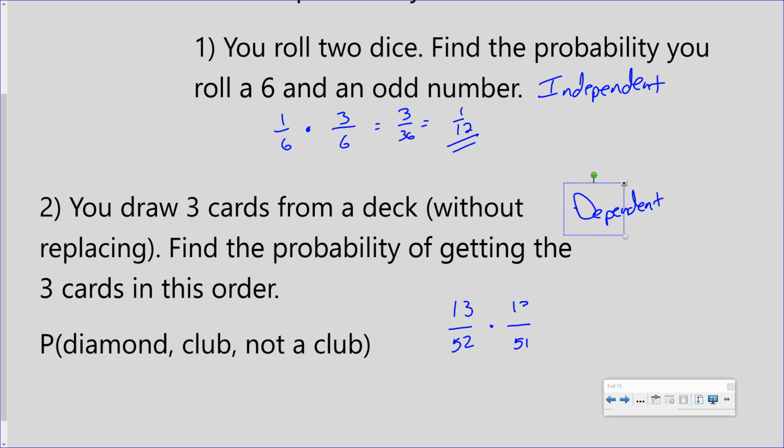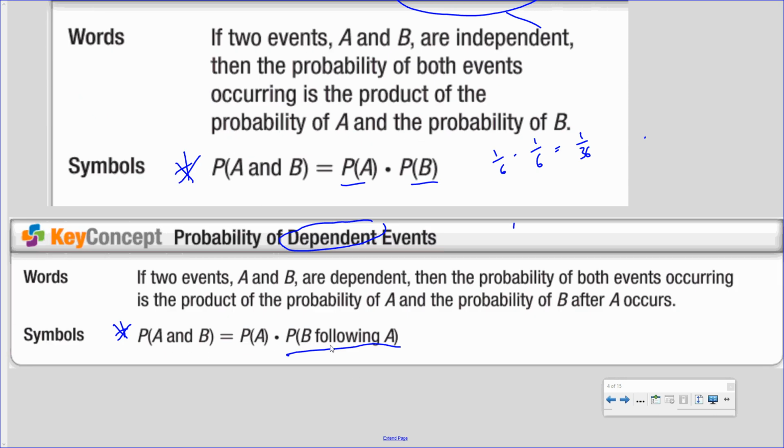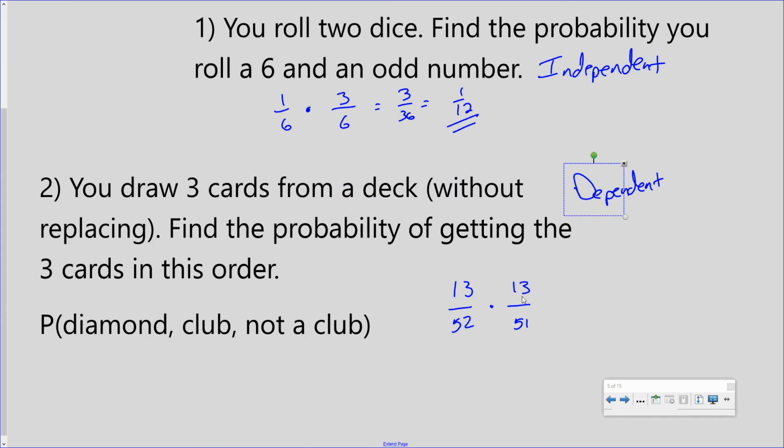There are still 13 clubs because we are assuming that I got a diamond the first time, and that's where this comes into play, the probability of B following A, because the probability of drawing a club could have changed if we accidentally drew a club the first time. So to do this second probability, we have to assume that what we wanted to happen happened. So the chances of drawing a diamond were 13 out of 52. So we got a diamond, let's say. So now the odds of drawing a club are still 13, because there's still 13 clubs, but there's only 51 cards. Right? And then not a club. So we've drawn a club and we've drawn another card. There's only 50 left in the deck at this point.